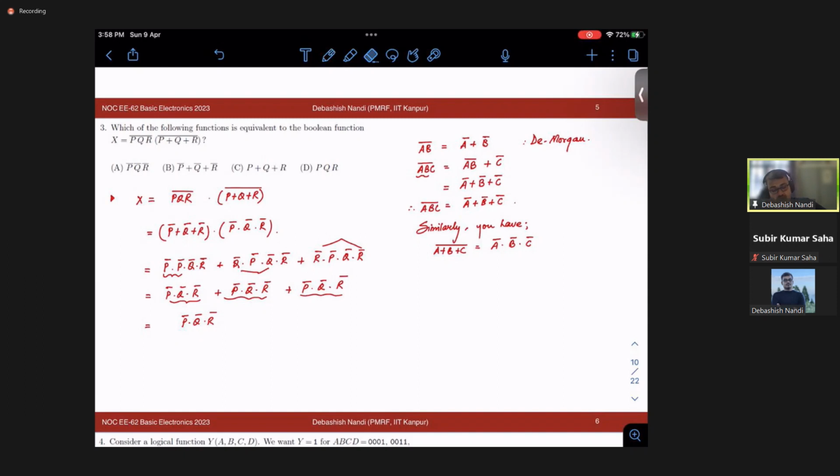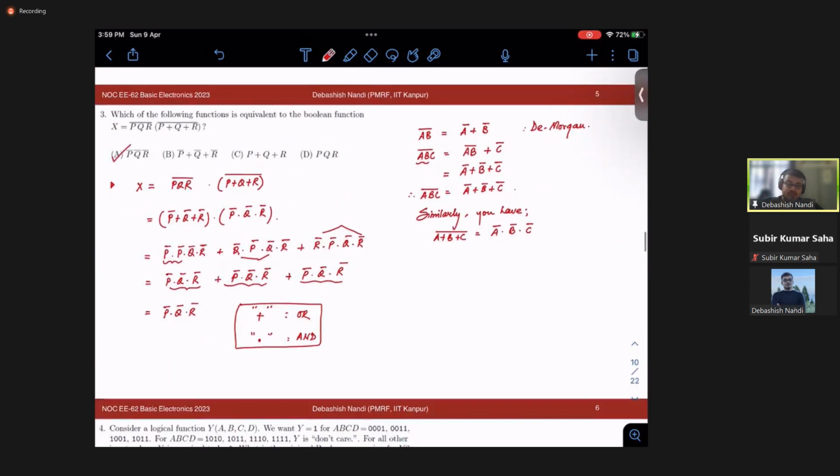Don't make that mistake to just add it. I have told it this is not an arithmetic operation, right? This is a logical operation. This plus signifies OR operation, and product signifies AND operation. This is not arithmetic operation, so you can write it as p bar q bar r bar. It will simply be p bar q bar r bar. So A will be your right option.